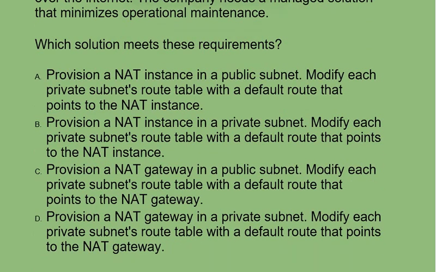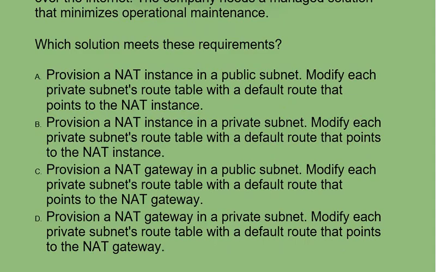Option A, provision a NAT instance in a public subnet. Modify each private subnet's route table with a default route that points to the NAT instance. Option B, provision a NAT instance in a private subnet. Modify each private subnet's route table with a default route that points to the NAT instance.